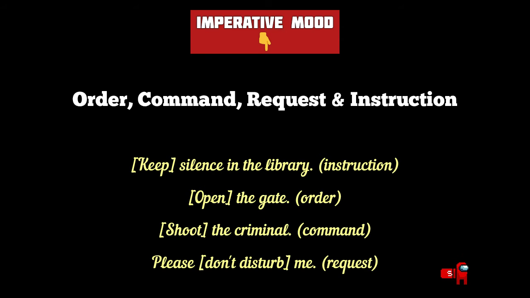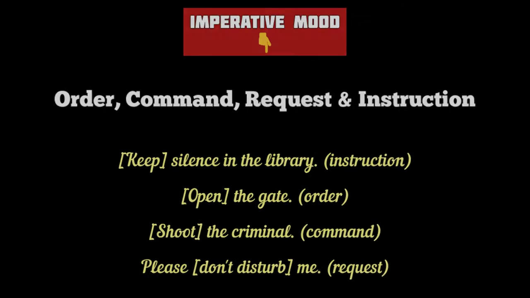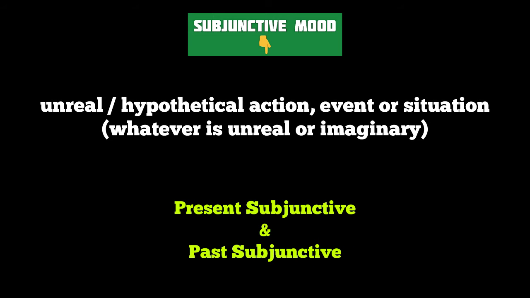The next imperative sentence, "Shoot the criminal," expresses a command. Obviously, the verb "shoot" is in the imperative mood. "Please don't disturb me" is a sentence of request. So the negative verb "don't disturb" is also in the imperative mood. So we understand that verbs in imperative sentences are in imperative mood. Up next is the subjunctive mood.